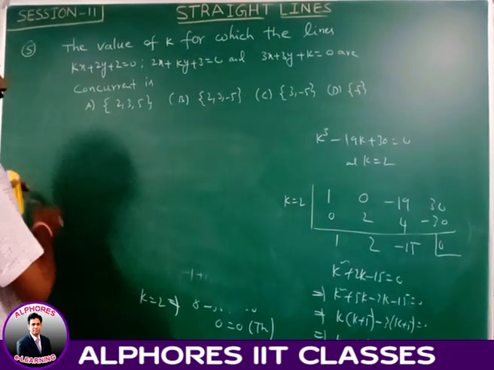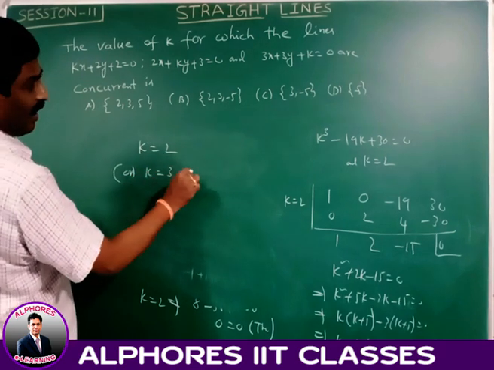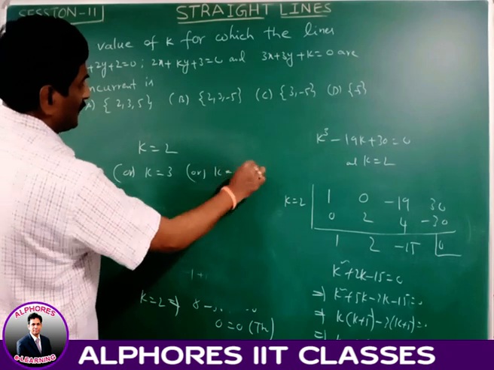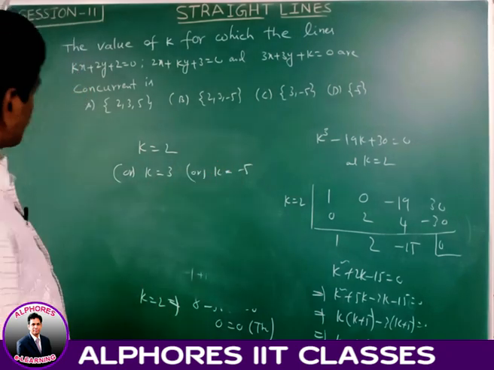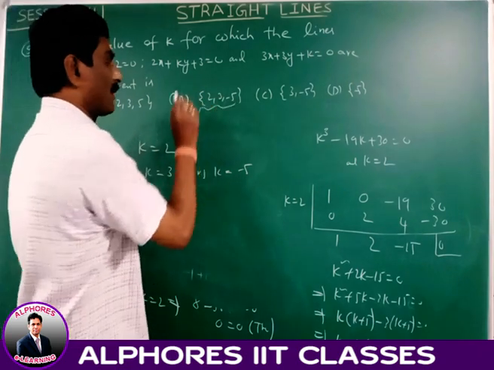What are the values of k? K is equal to 2 or k is equal to 3 or k is equal to minus 5. These are the values of k. Please observe the options: 2, 3, 5. Wrong. 2, 3, minus 5 is possible.